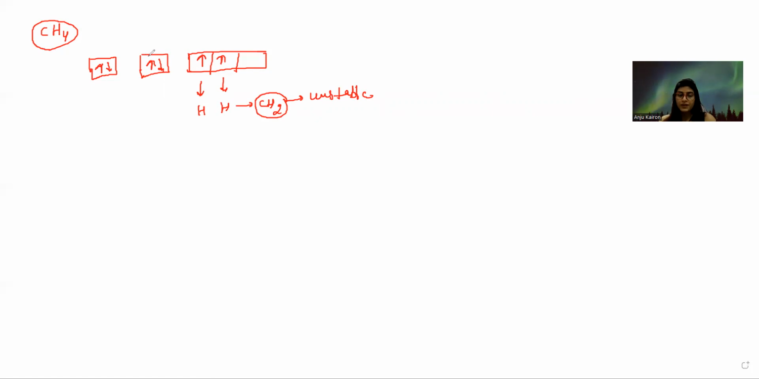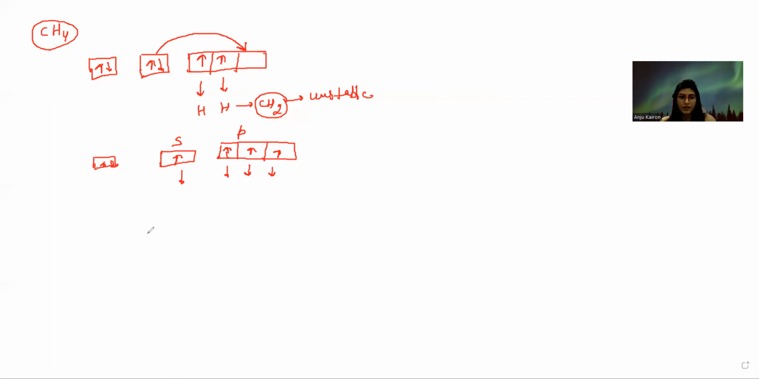It means carbon forms 4 bonds with hydrogen. So it must be that carbon has 4 unpaired electrons. How do we make 4 unpaired electrons? To make 4 unpaired electrons, an electron has to be excited into the p orbital, right? Now we get 4 unpaired electrons.